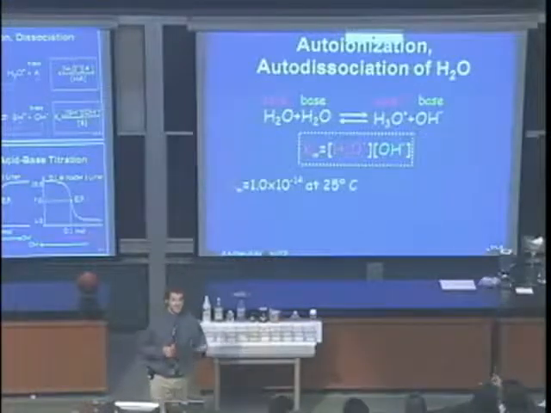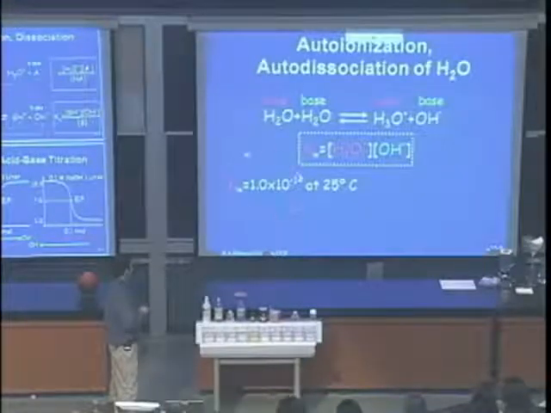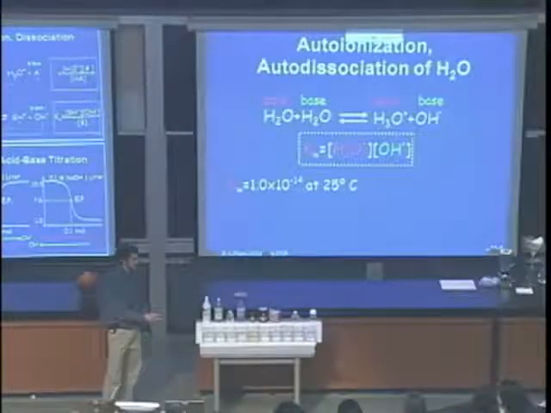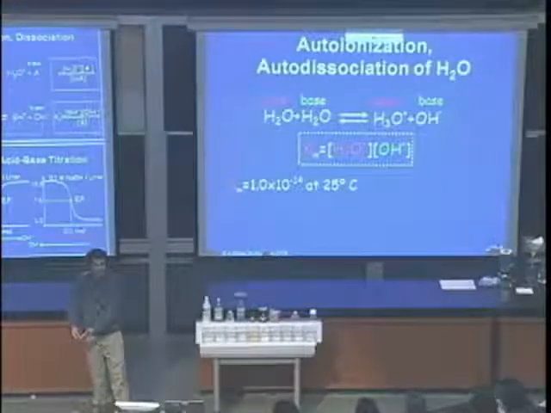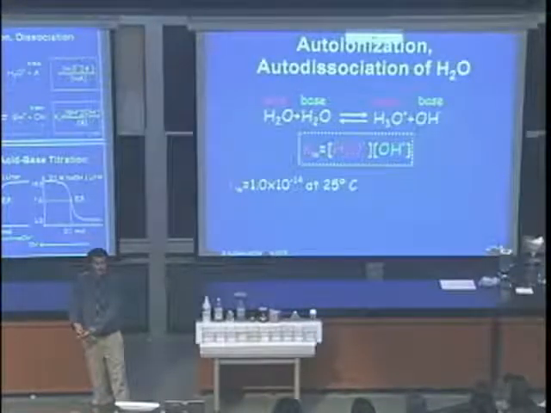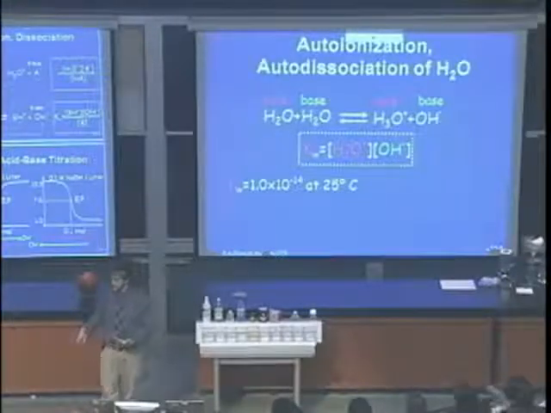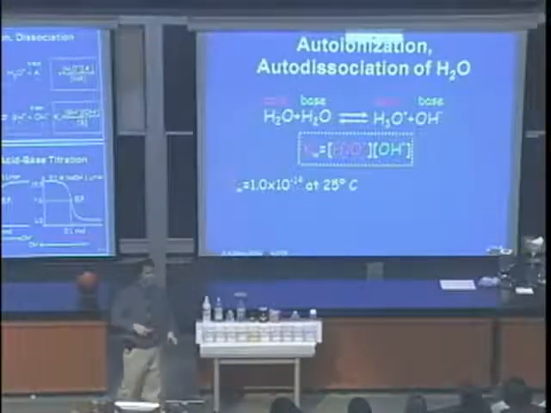But this is a very small number at room temperature. 1 times 10 to the minus 14 is Kw at 25 degrees C. It's still an equilibrium expression, so if I change the temperature, what will happen? What happens to an equilibrium constant value when we change the temperature? It changes, right? It's only constant for a specific temperature. So we have to define that temperature. And the standard one for Kw is 25 degrees C. It's 1 times 10 to the minus 14. Not a very big number.